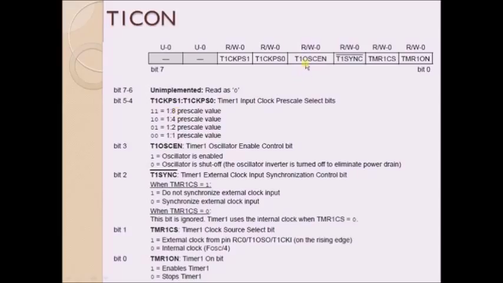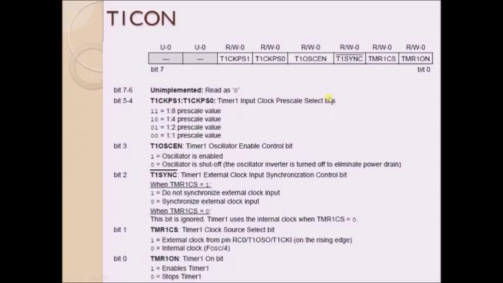Then you have T1 oscillator enable. With the help of this, you can enable or disable the external oscillator. As I told you, we can connect a separate crystal for this Timer 1, so you can enable or disable that separate crystal oscillator with the help of this bit. This external crystal is only used in case of counter operation, but not in case of timer operation, because the timer always receives the clock from the internal source. And then T1 synchronize: this is used only when Timer 1 is used as a counter.